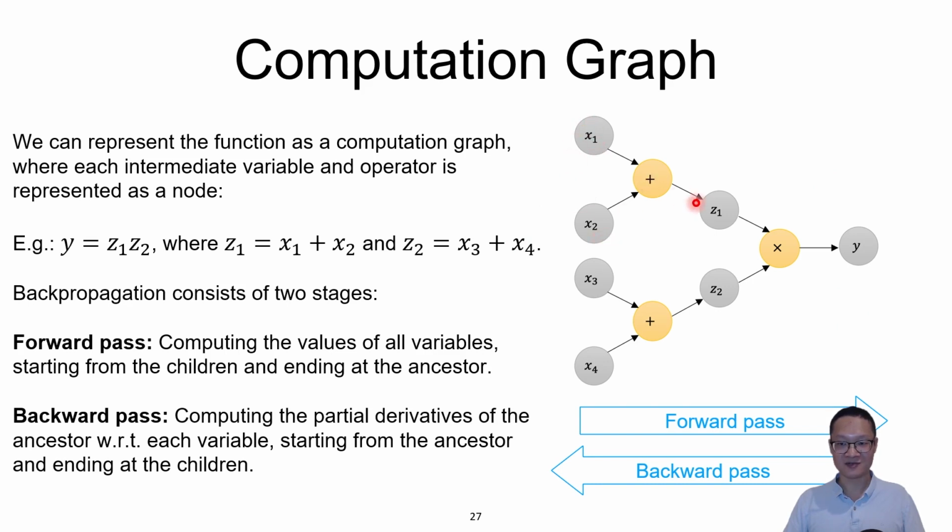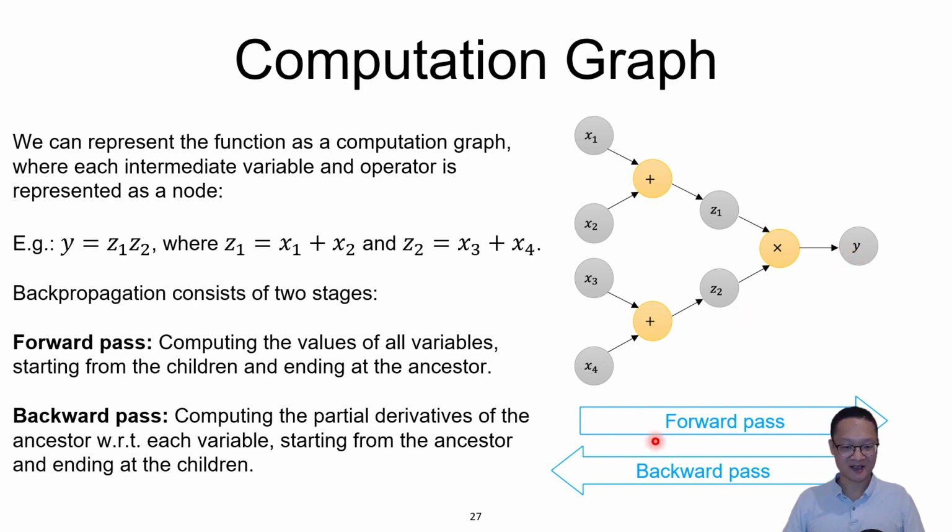We have x1 plus x2 gives us z1, x3 plus x4 added together gives us z2, and then those multiplied together gives us y. Each variable, including the intermediate variables, and the operations are represented as a node. And backpropagation involves two steps. First, the forward pass. We plug the input values into the nodes, and then compute all the intermediate values all the way to the output.